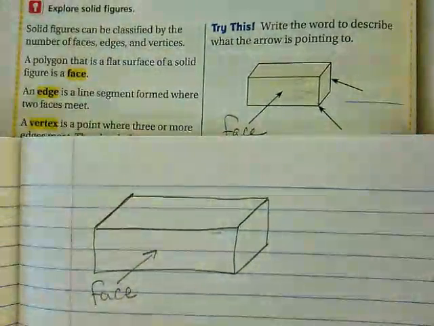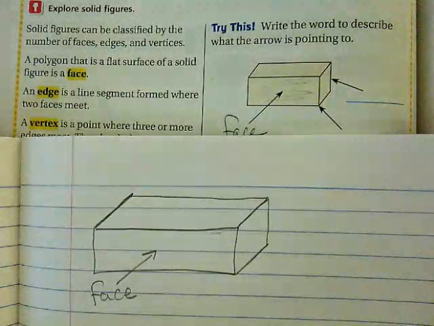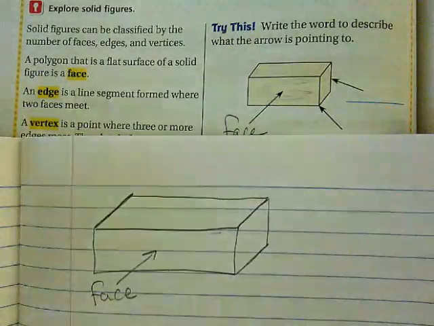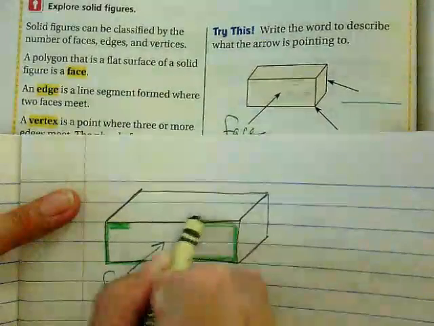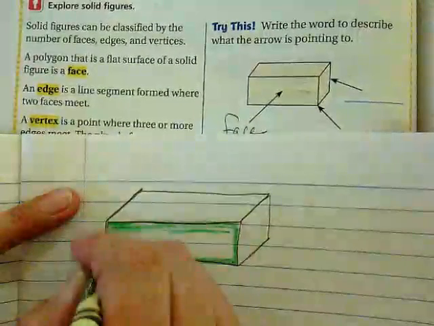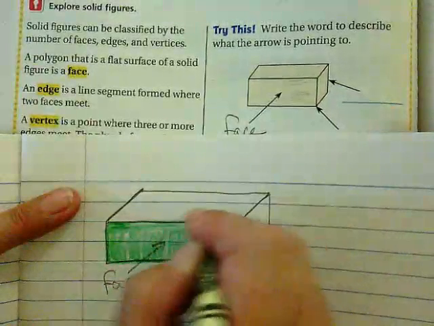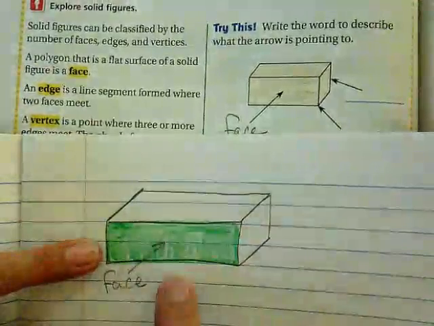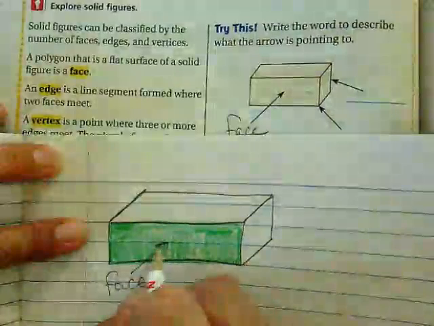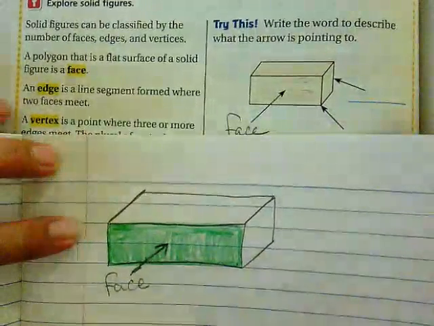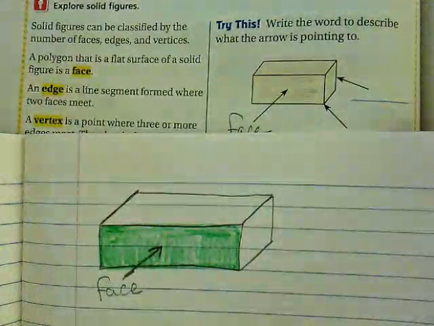This is where you're going to need your colors. So break out a crayon. I'm going to go with green. I like green. And I'm going to gently color the face of my rectangular prism. So this is a face. So is this and this and the one on bottom and the one over here and the one over there. All in all, I have six faces on a rectangular prism. Okay? Six of them.